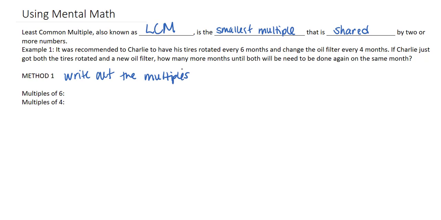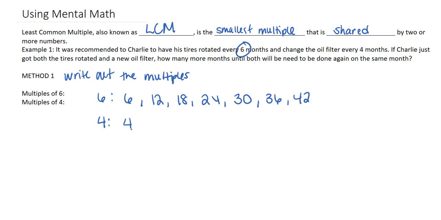So let's go ahead and do the multiples. Let's start with 6. If we have 6, we just keep going, we just add 6 to that. So 12, 18, 24, 30, 36, 42. We can probably stop there. Now let's look at 4. We can go 4, 8, 12, 16, 20, and 24, and 28.